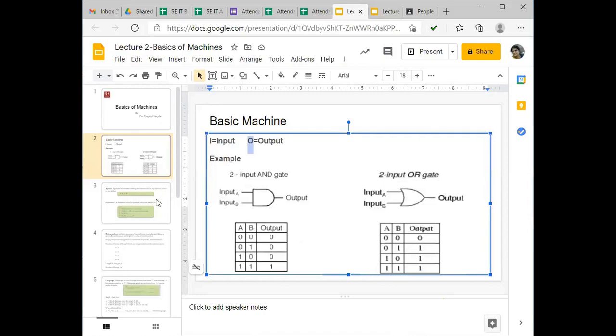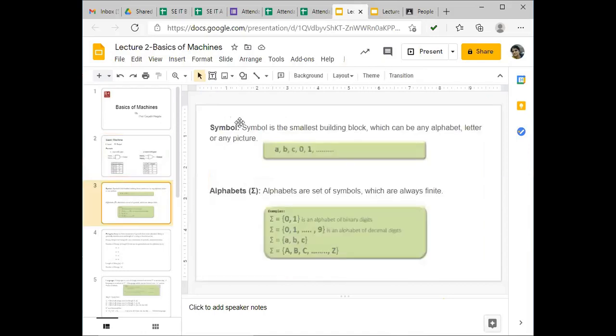Before going to the next machine, we have to know some terminologies. Symbol. What is a symbol? A symbol is the smallest building block, which can be any alphabet, letter, special character, or even a picture, which is used in your language. Fortran has its own symbols, C programming has its own symbols, and Java has its own symbols.